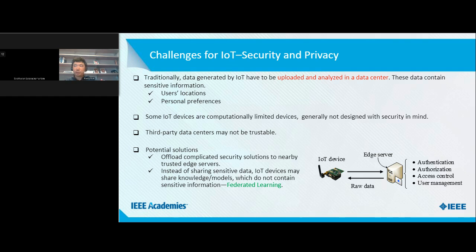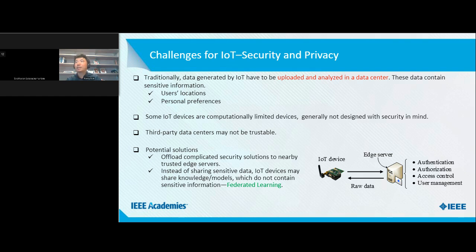So in order to solve these privacy and security issues, there are two potential solutions. The first solution is that IoT devices can offload those sophisticated security solutions to the nearby trusted edge servers, like your Wi-Fi access points, which have sufficient, relatively higher computing capacity and energy as compared to those sensors and actuators. So the trusted edge servers would assist those IoT devices to, for example, identify if there are malicious users trying to access those private data.